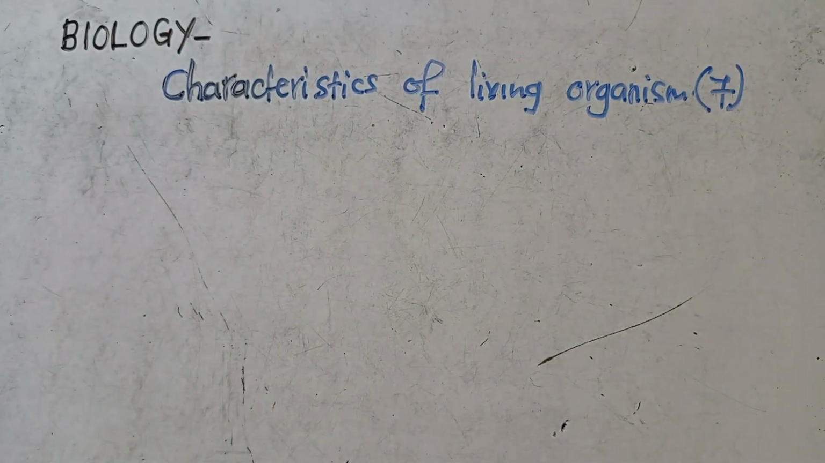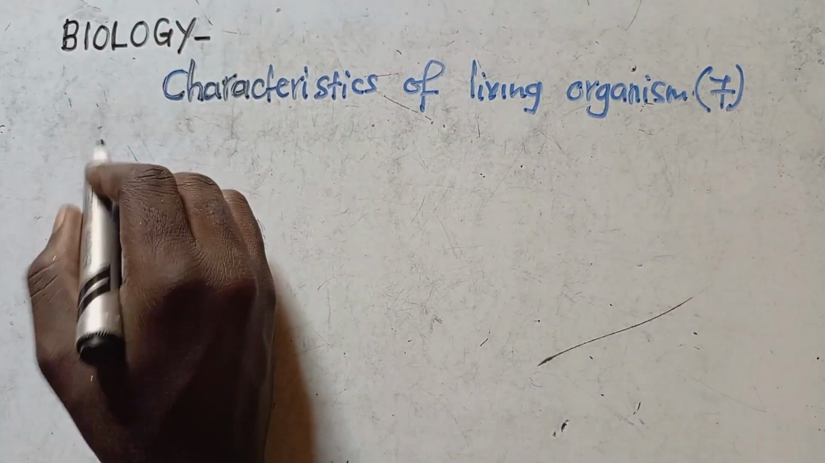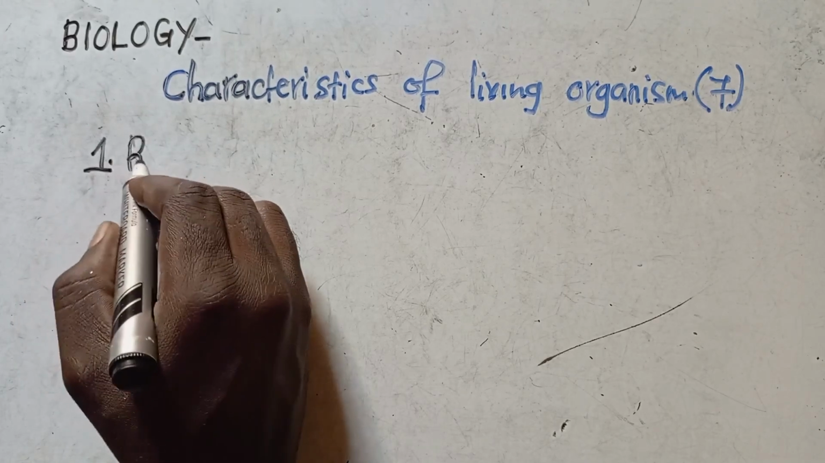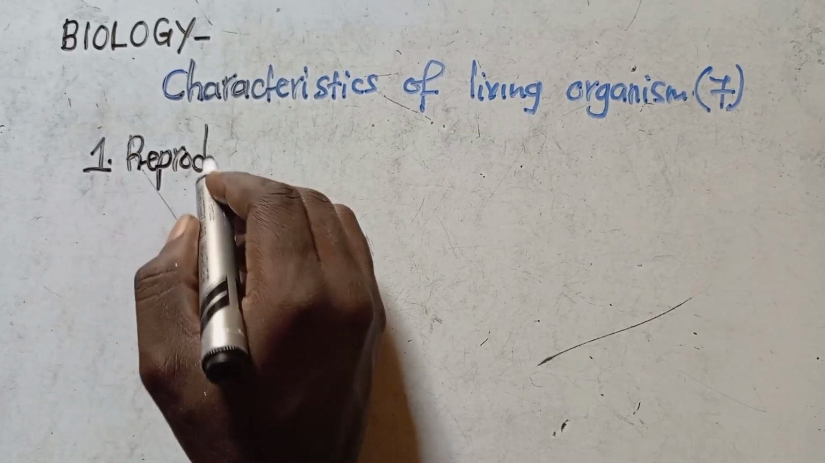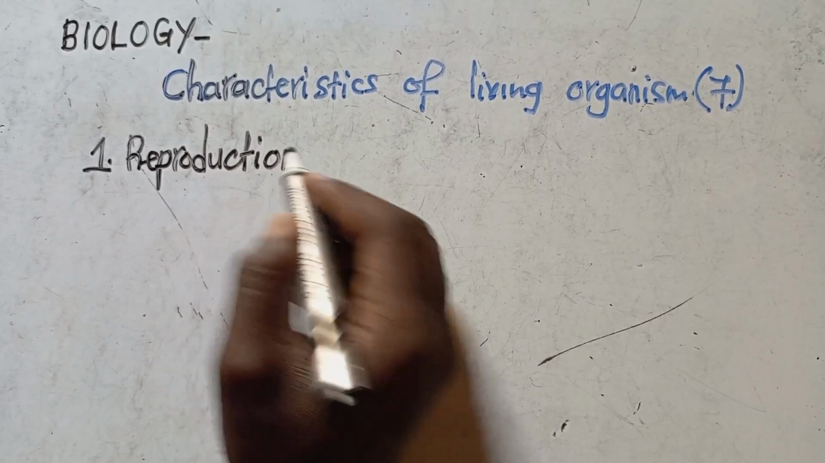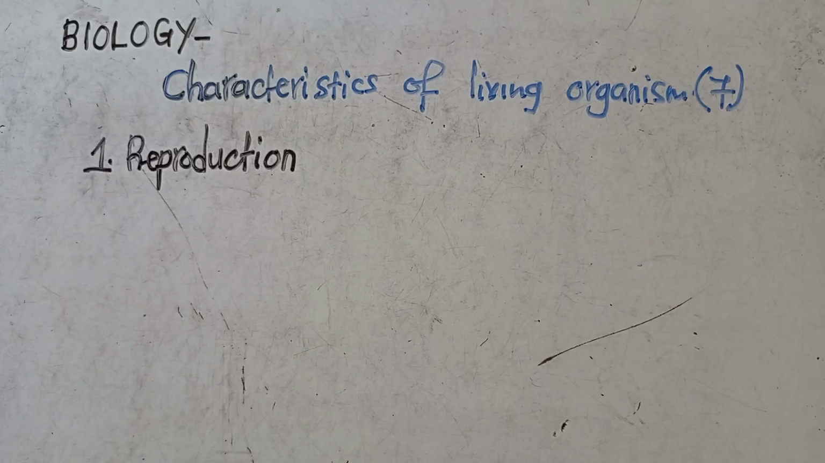The first characteristic of living organisms that you are supposed to know is called reproduction. There is only one thing that comes to people's minds whenever they hear the word reproduction. Reproduction is the process by which living organisms produce their young ones. And reproduction is in two: there is what we call asexual reproduction, and there is what we call sexual reproduction.